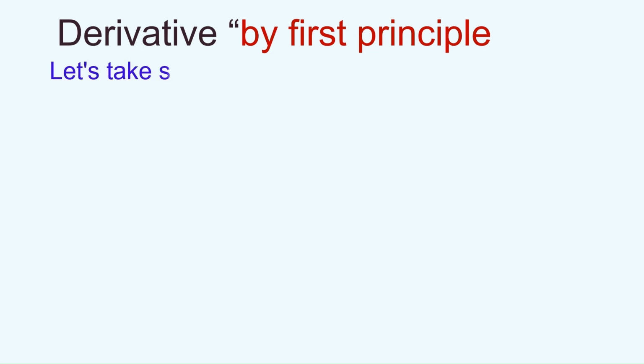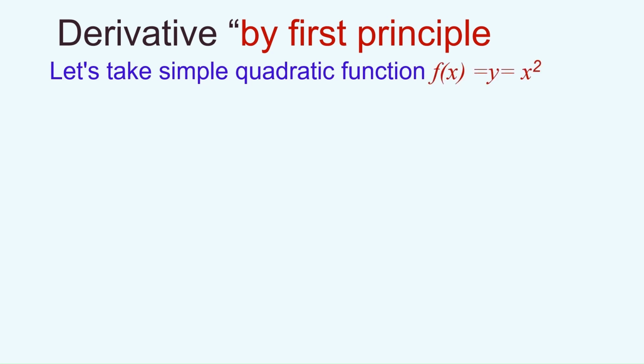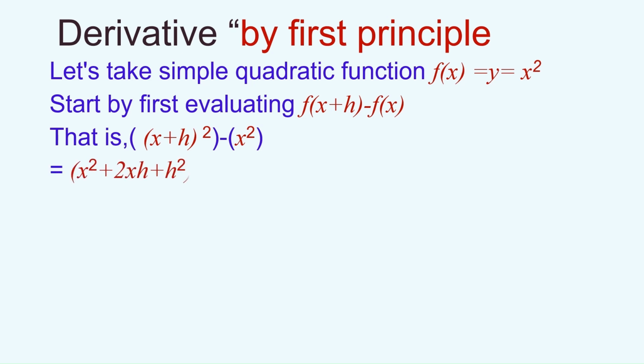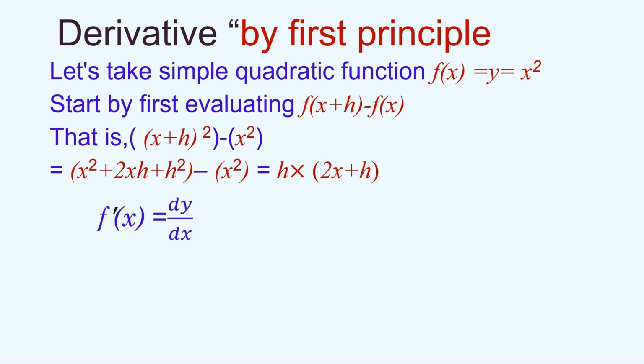Derivative by first principle. Let's take a simple quadratic function f(x) = y = x squared. Start by first evaluating f(x + h) - f(x). That is, (x + h) squared minus x squared equals x squared + 2xh + h squared - x squared equals h times (2x + h).